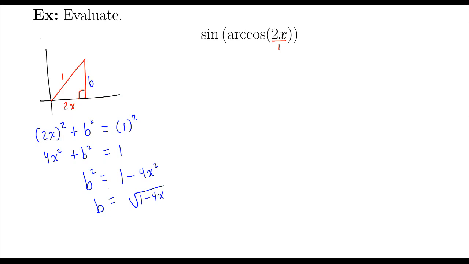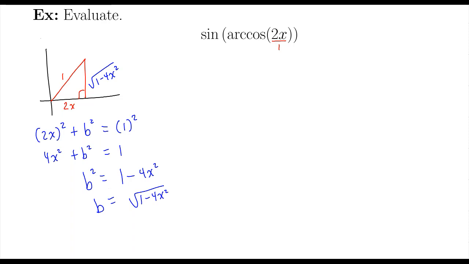And I'm only going to focus on that positive square root of 1 minus 4x squared. Ignore the fact that there's a negative value because I really just care about the length of this side. And so treating it as positive is good enough, especially since I'm staying in that first quadrant.